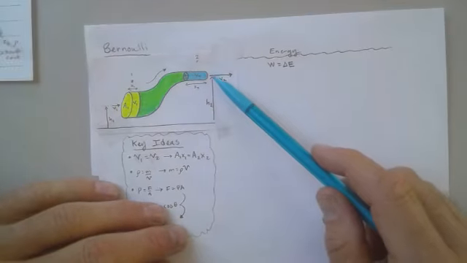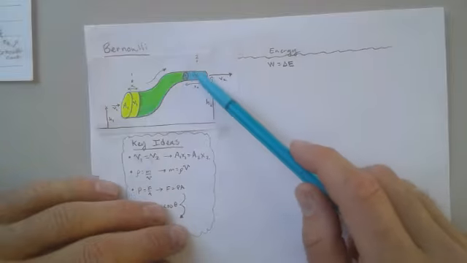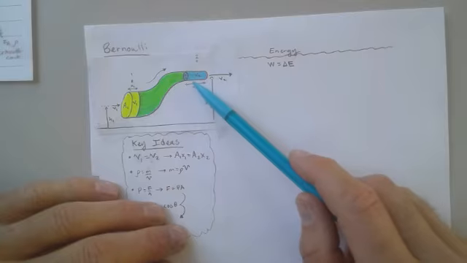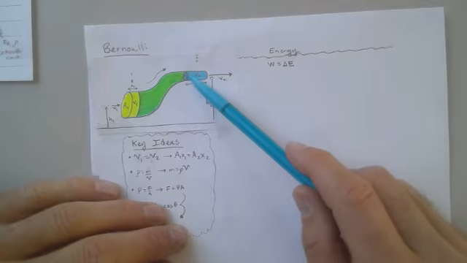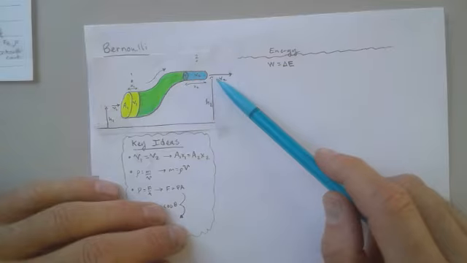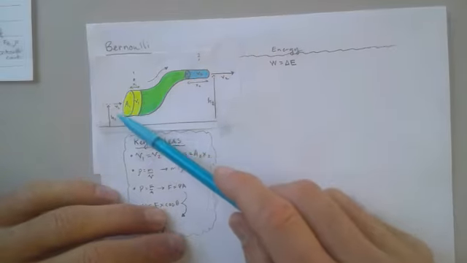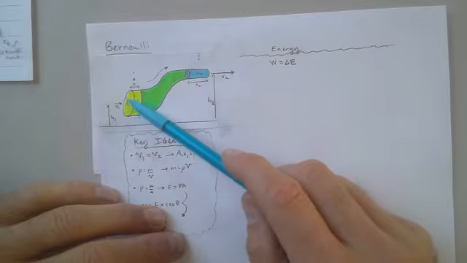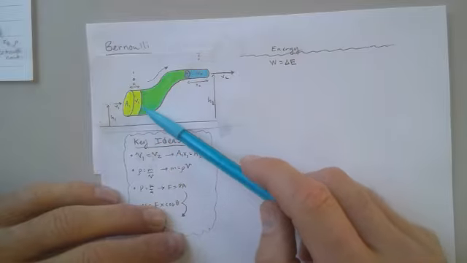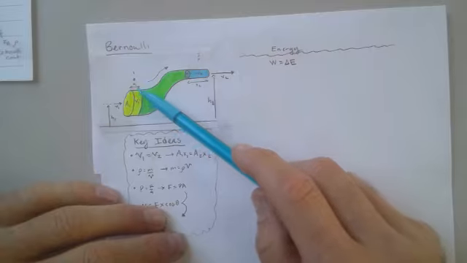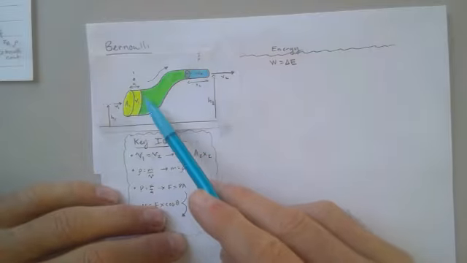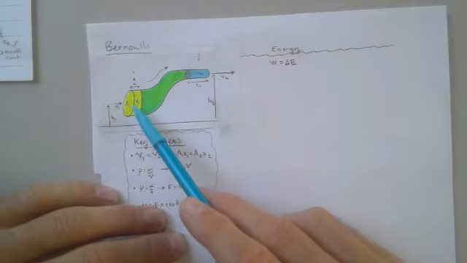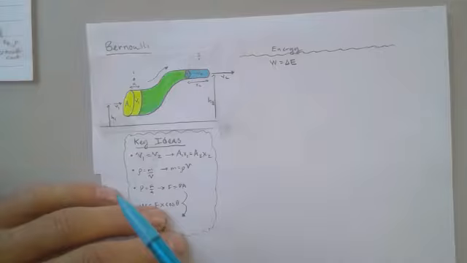Okay, so I'm defining height 2, volume 2, length of volume 2, cross-sectional area of volume 2, and speed of volume 2. And then we have height of volume 1, speed of volume 1, cross-sectional area of volume 1, and length of volume 1 here. So we're going to compare the energy at position 1 to position 2.